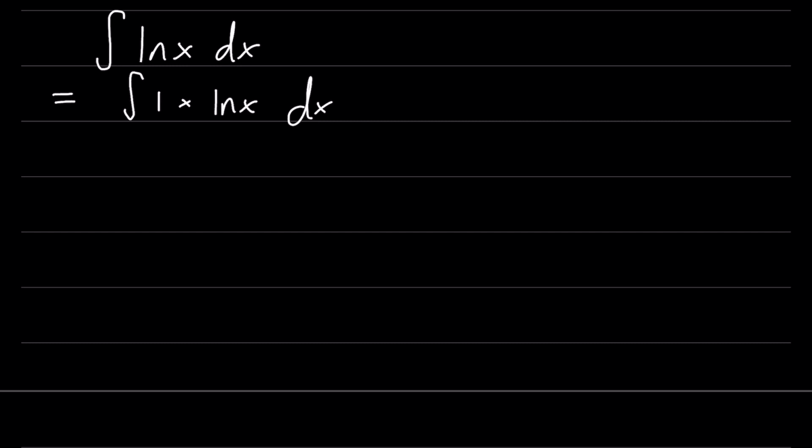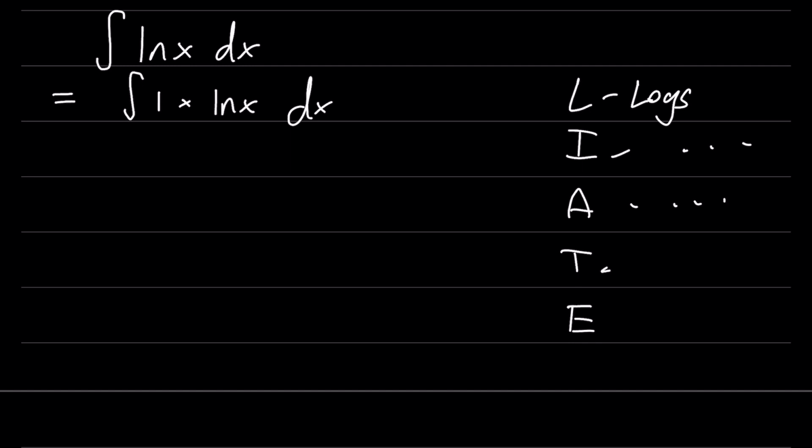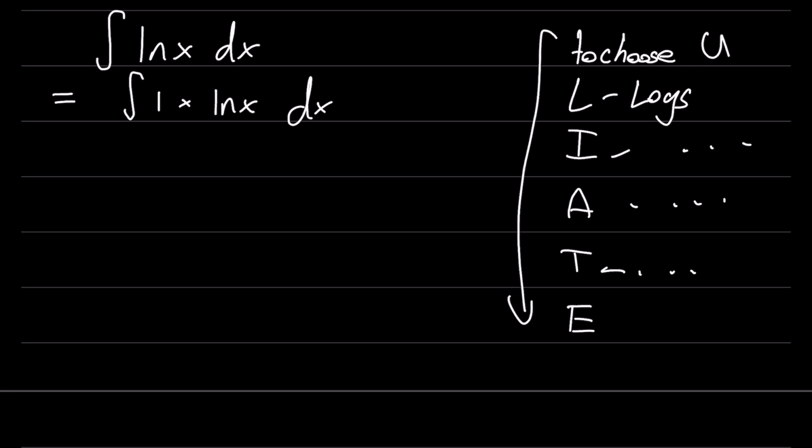Now what else do we have to do? We have to remember LIATE. If I say it enough, you'll probably remember it. So remember, this is logs. I already wrote everything down, but you should probably remember what these are. In this case, this is to choose u. So I want you to run down the list and choose what u should be. If you said u should be ln x, you're correct. So in this case, u is equal to ln x, and we say v prime is equal to 1.